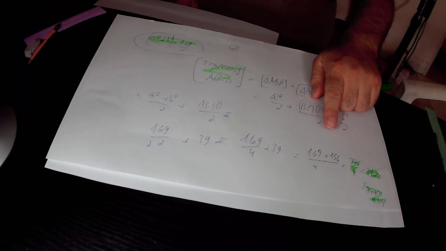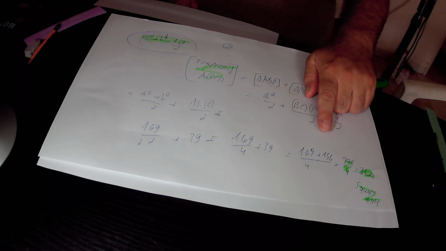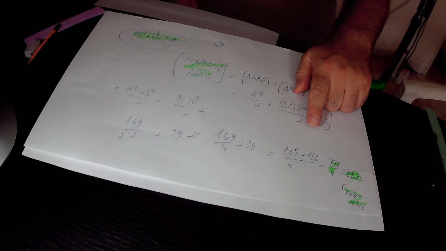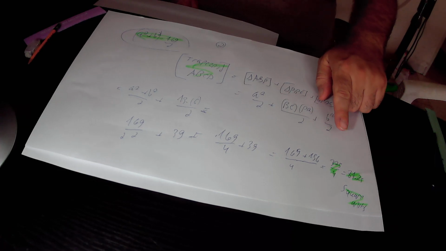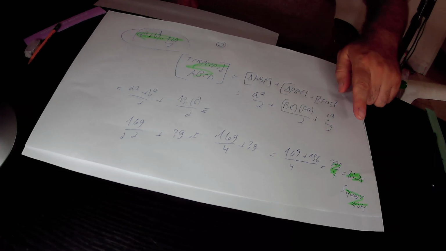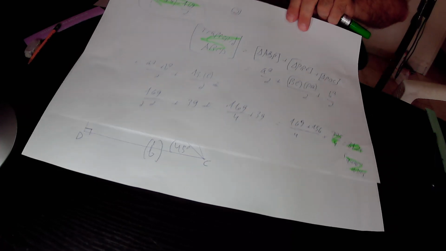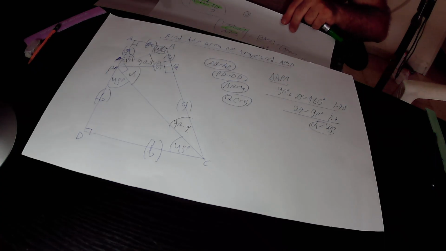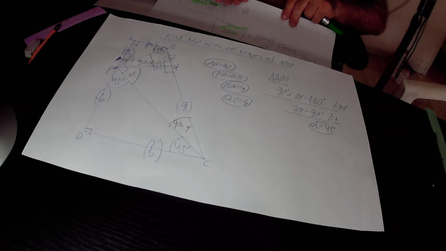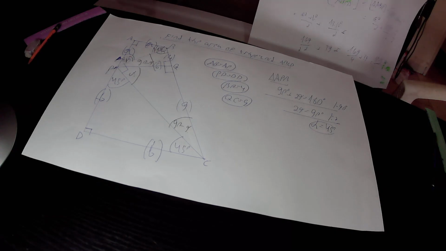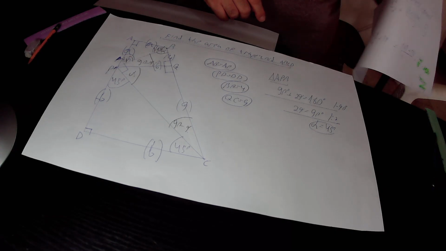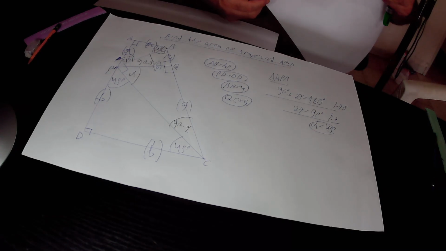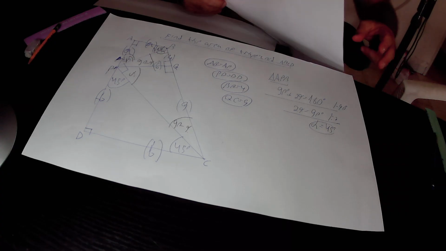39 times 4 is 156. So in the numerator, we have 169 plus 156 over 4. 169 plus 156 is 325, divided by 4. So the area of trapezoid ABCD equals 325 over 4 square units. In decimal terms, the area of this trapezoid ABCD is equal to 81.25 square units. Okay, thank you very much.